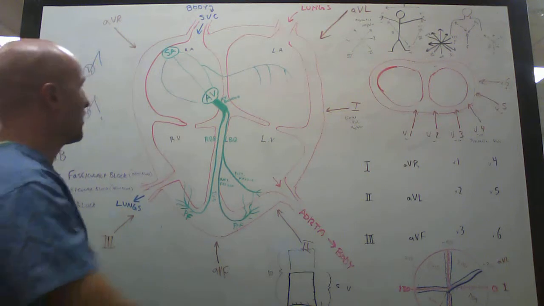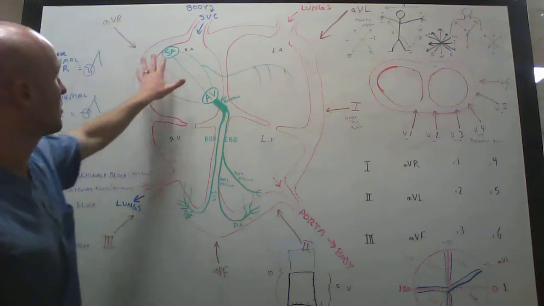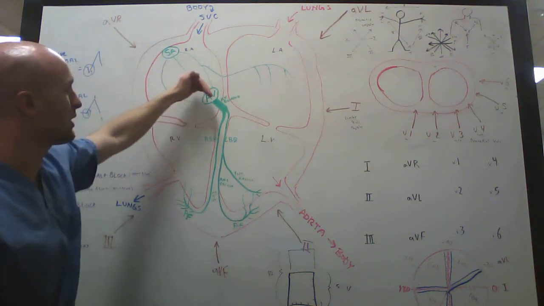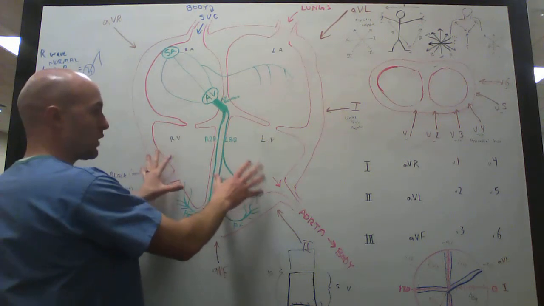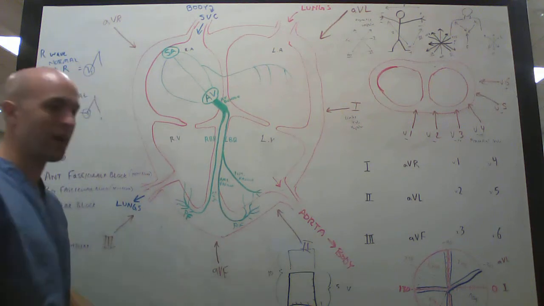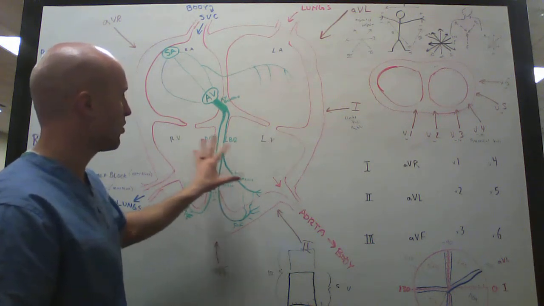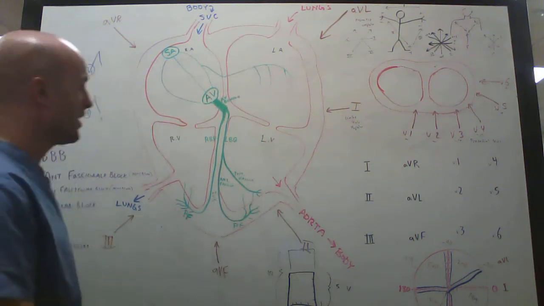Now, if the AV node gets knocked out, then you're still going to see the atria contracting totally normally, but since the signal has to travel through here, if this is taken out, then what's going to take over for these ventricles is the Purkinje fibers, and the Purkinje fibers are very, very slow. So you're going to see a really slow, weak contraction of the ventricles, but the atria will be normal.